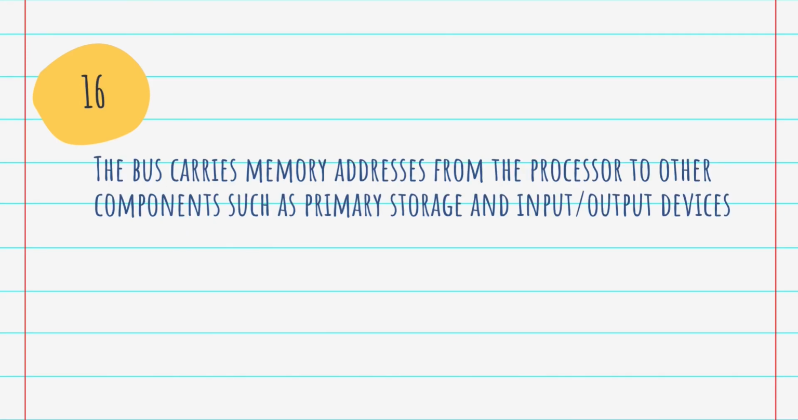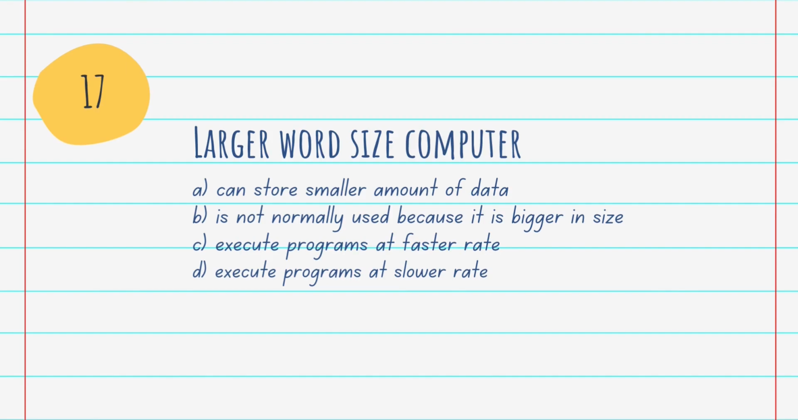Question number 16. The bus carries memory addresses from the processor to other components such as primary storage and input-output devices. Answer is address bus. Question number 17. Larger word size computer A. can store smaller amount of data. B. is not normally used because it is bigger in size. C. Execute programs at a faster rate. D. Execute programs at slower rate. And our answer is execute programs at a faster rate.